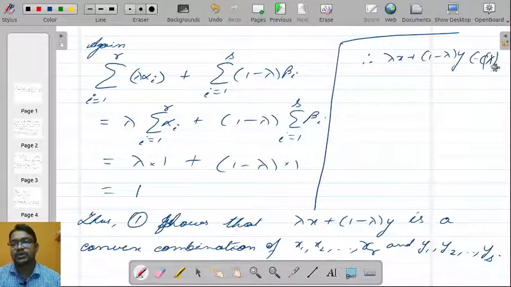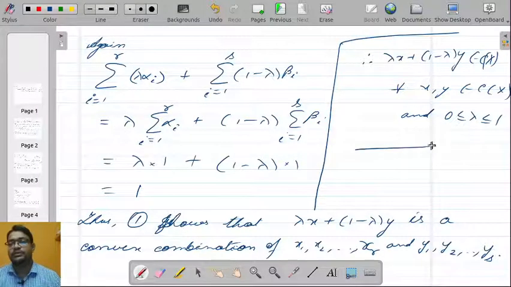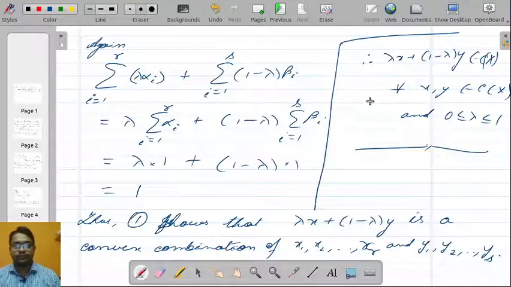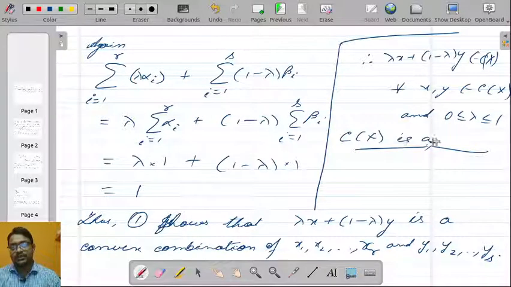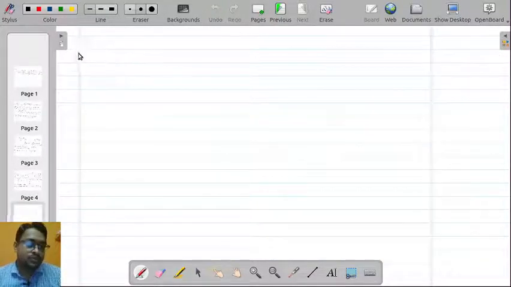Because anything that is a convex combination of the points in X belongs to Cx. So for all x, y inside Cx, we had started with arbitrary elements of Cx and 0 less than or equal to lambda less than or equal to 1. So this convex hull, or Cx, is a convex set. It is a convex set, right? So this we have shown.